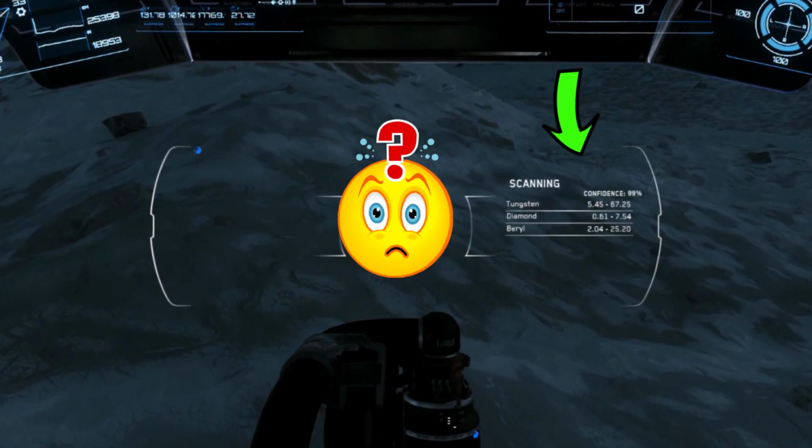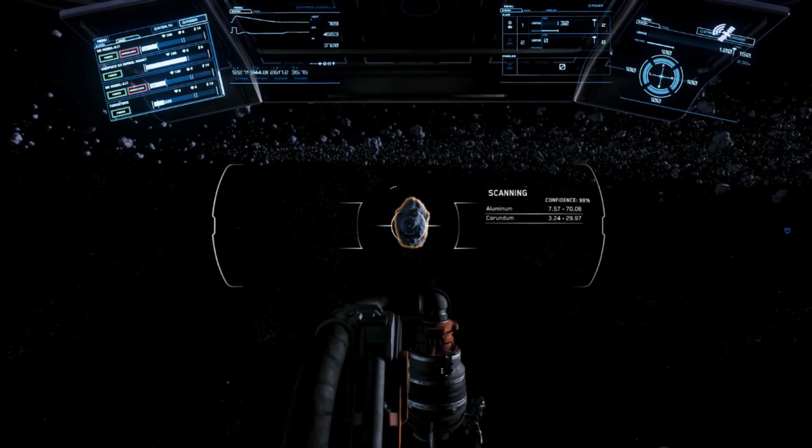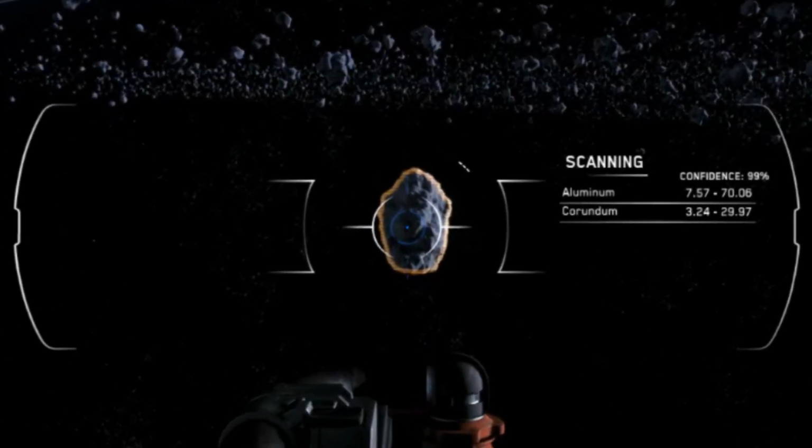Wait, what do all these numbers mean? Don't worry, I'm going to show you. As we approach this asteroid, scan it, and zoom in, we'll see that there are numbers on the left and right. Let's start with the left.